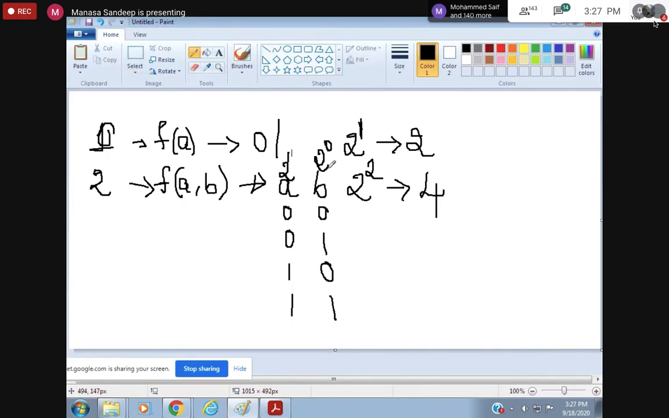So here this 0 and 0, this value is 0. 0 into 2 power 0 plus 0 into 2 power 1, that's why it becomes 0. If you know this, well and good. So this is nothing but your 1. If you want to represent it in decimal, then this is 1, which is 1 into 2 power 0 plus 0 into 2 power 1. So this is what you should be knowing.